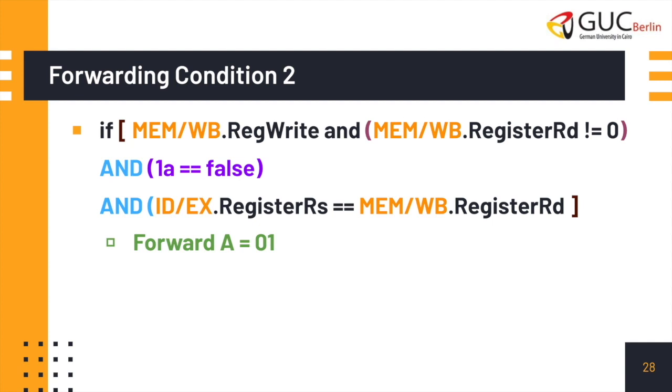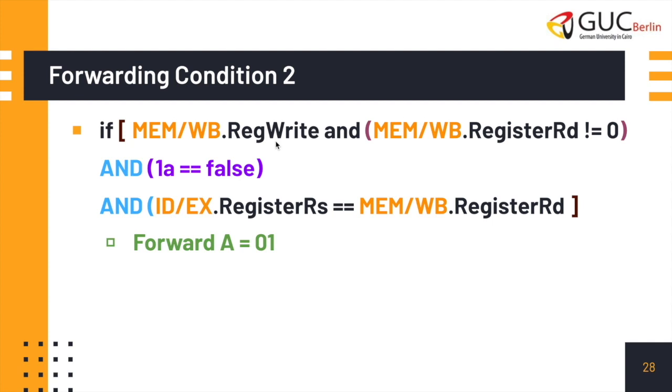The most recent value will be stored in the execute stage. As you can see here, this is forwarding condition 2a. It is exactly the same as in the previous slides. We only had one modification, which is adding an AND to it where 1a is equal false.